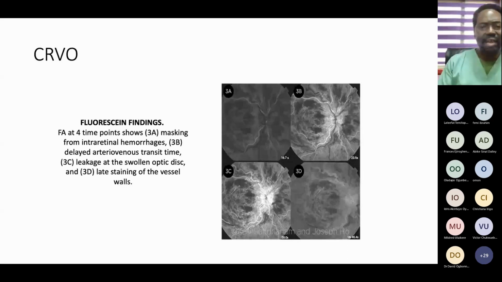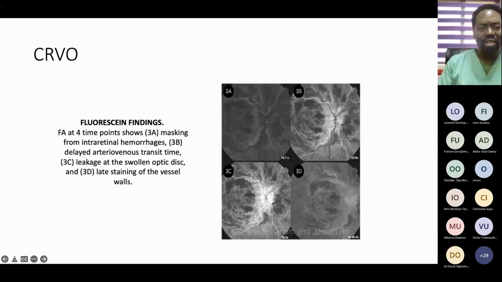And then in the third one, we can see the leakage at the optic disc head, which also happens, and late staining of the vessel walls. Like I said, abnormal vessel walls will stain. So fundus fluorescein angiography is very useful in age-related macular degeneration.